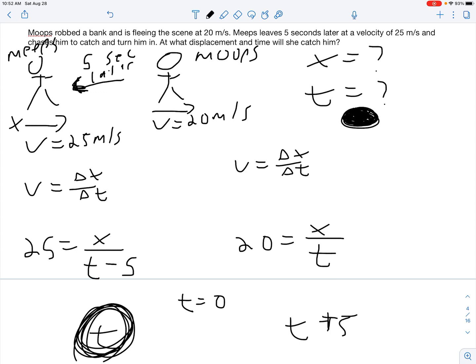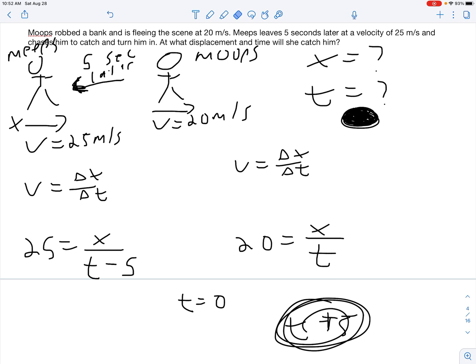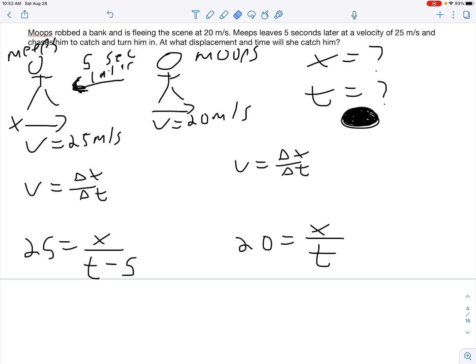And when you started, he's already 5 seconds down the road. And so I don't want to do that. I want to start the timer when he starts running. So when t equals 0 is when he starts, and she has 5 seconds less. Okay, so from here, I'm going to cross multiply. I'm going to get 25 times (t - 5) equals x. And on this side, I get 20t equals x.